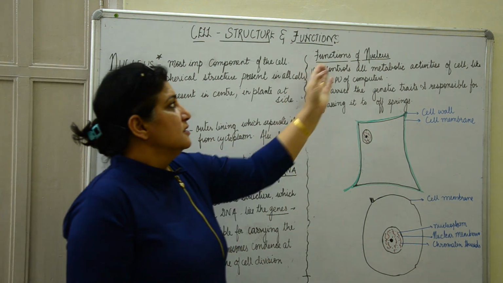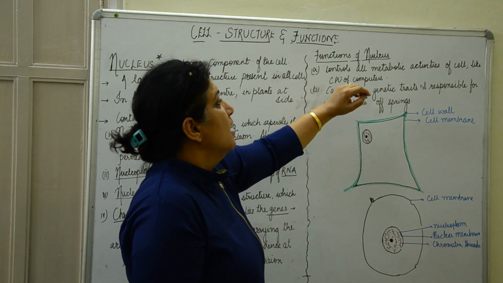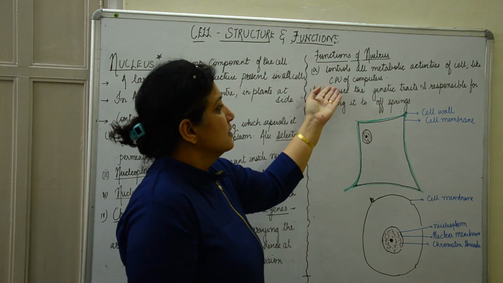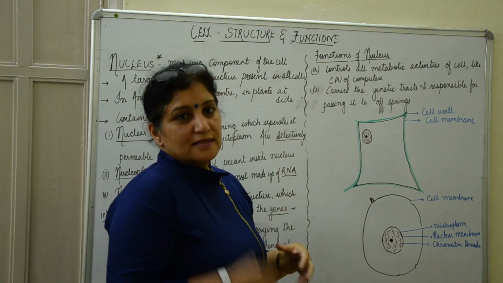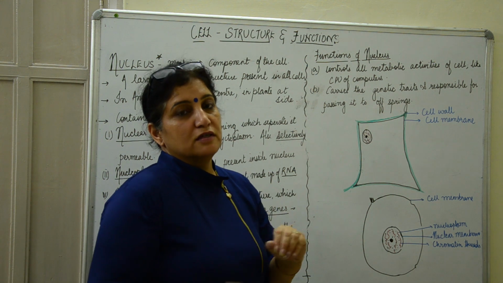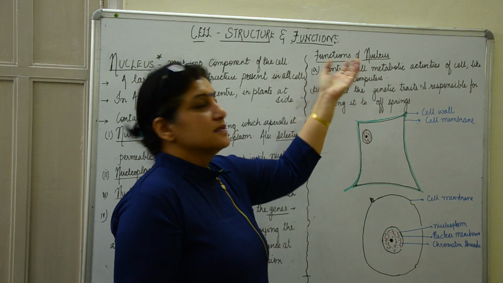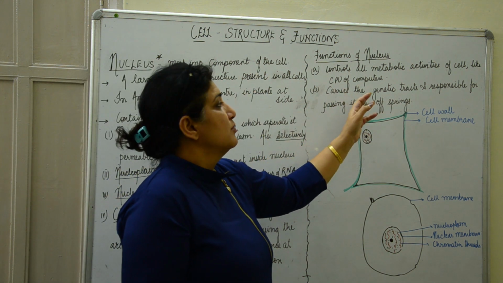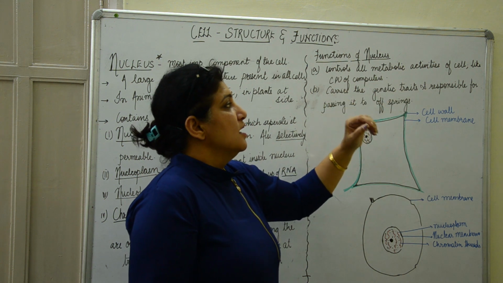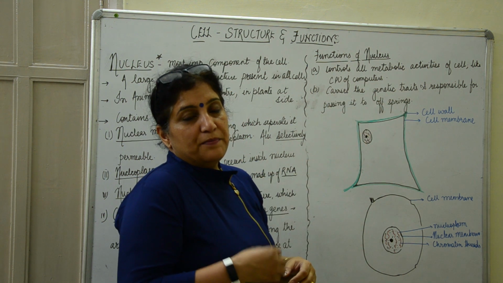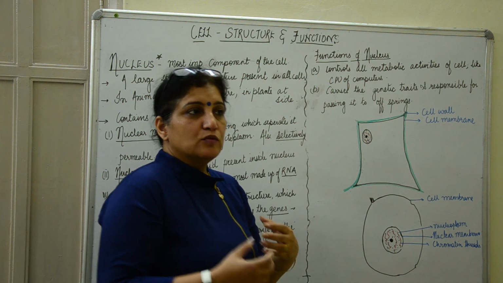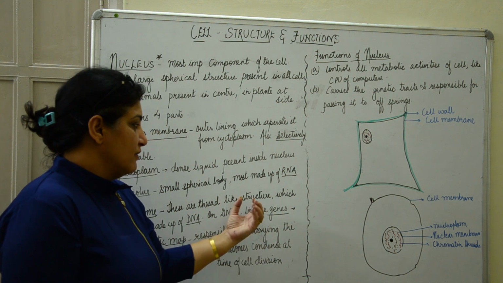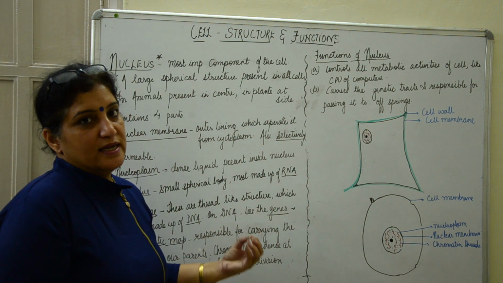Now, what are the functions of the nucleus? The nucleus controls all metabolic activities of the cell, like the CPU of a computer. Just as the CPU controls all the functions of the computer, similarly the nucleus is the CPU or the brain of our cell. And this is the most important one: it carries the genetic traits which are responsible to be passed on to the offspring. Whatever you get from your parents comes through the genes only, and these genes are present in the form of chromatin threads in the nucleus.